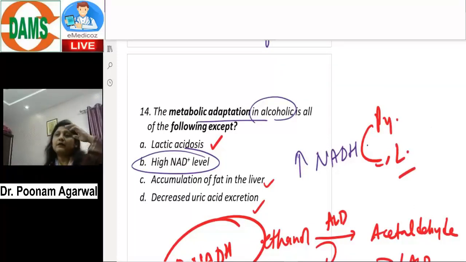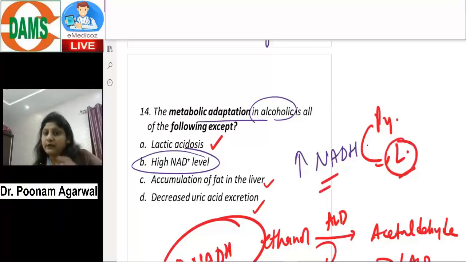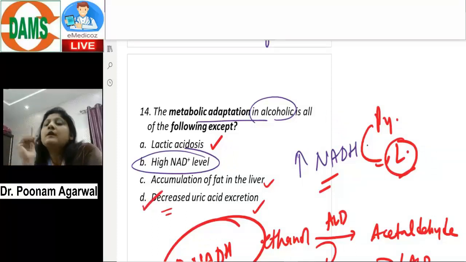And you must have heard, if a person consumes a lot of alcohol, and if the person is prone to getting gout, he develops a gouty episode on consumption of alcohol. That can be explained by this metabolic process, where increased NADH is going to convert a lot of pyruvate to lactate. That will result in lactic acidosis, and you should know that lactic acidosis, for whatever reason, is going to impair the uric acid excretion. That will result in hyperuricemia. So this is very well seen in alcoholic patients and explains the gouty attack in alcoholic patients.